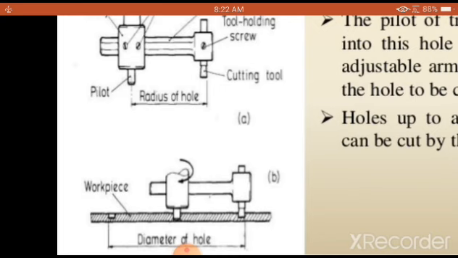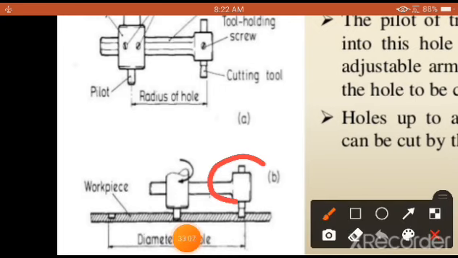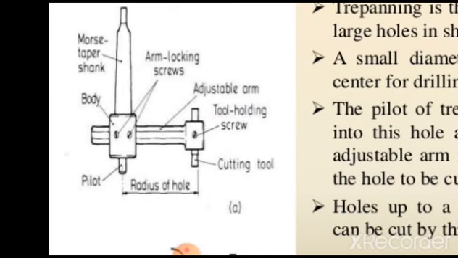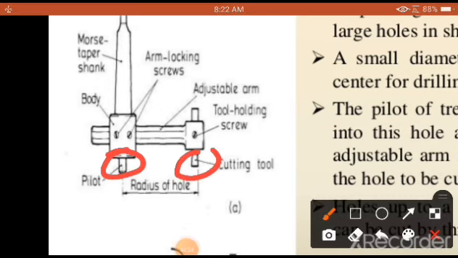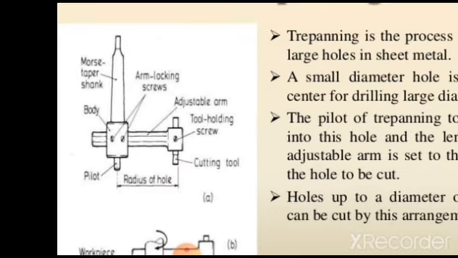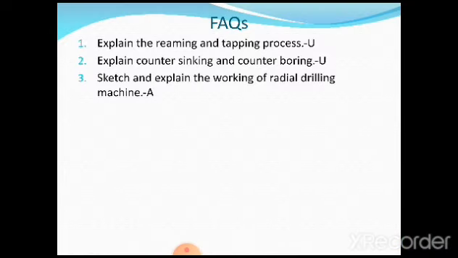So how is this being cut? By adjusting the cutting tool with respect to the pilot. It is made to move in this direction as per the requirement. This is called the body, which is held firmly here at the center, and this cutting tool is adjustable, over this tool holding adjustable arm. So how much we want, that much material is cut on the workpiece. This type of operation we call a trepanning operation, basically used on sheet metals.